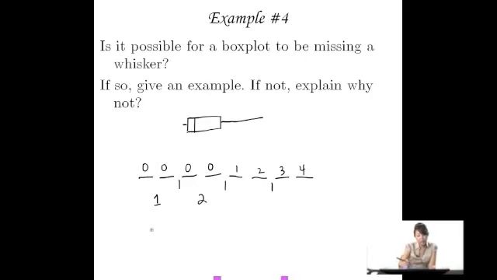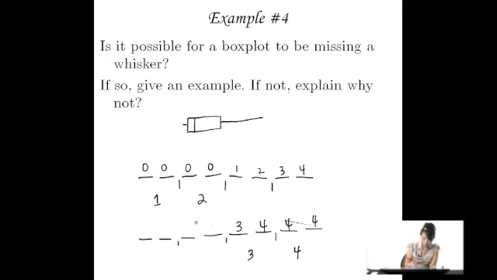Obviously, you could do it with the other side as well. So this might be an example of a left skewed distribution that doesn't have a whisker. So something like 4, 4, 4, 3, all right? And then 1, 0, -1, -2, right?